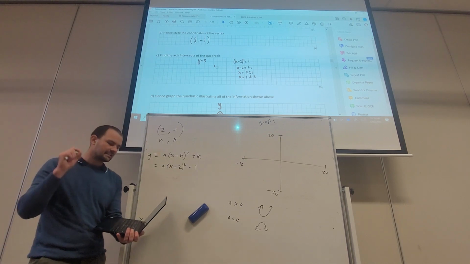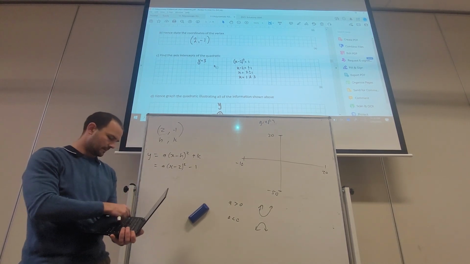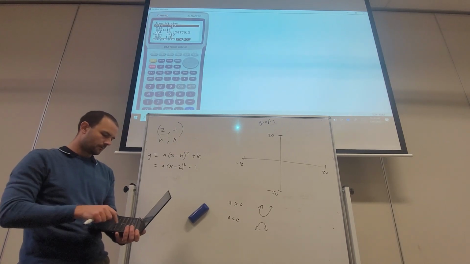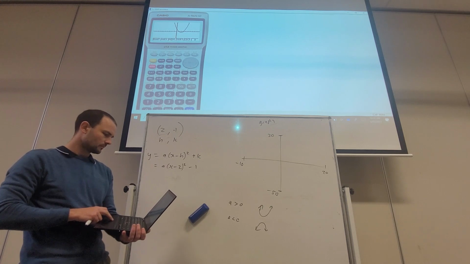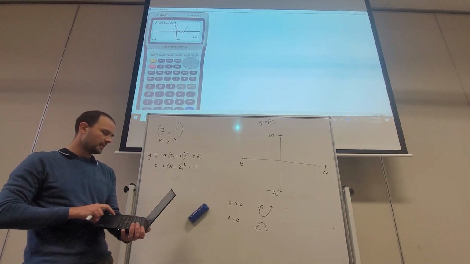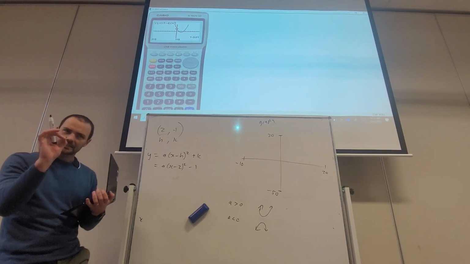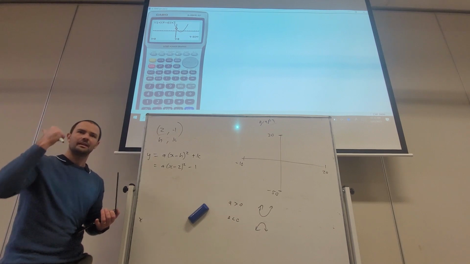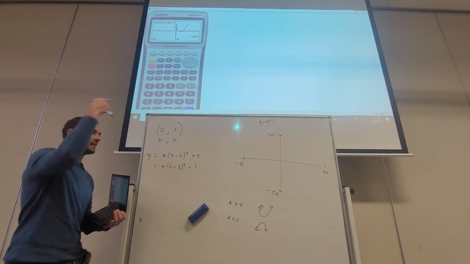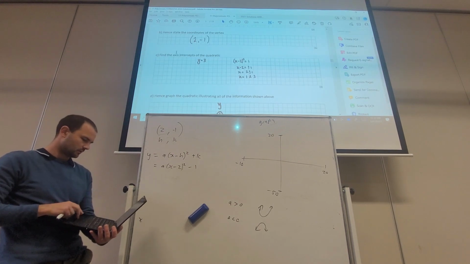Find the axes intercepts. Okay, so this means the x-intercepts and the y-intercepts. All right, well that means I'm G-solving the roots. I need the roots. All right, so I've got 1 and 3, and I'm G-solving the y-intercept. It says axes intercepts, so it's deliberately vague. It wants all 3. It intercepts the x-axis here and here, and it intercepts the y-axis at y is 3. All right, so you need to answer all of that.